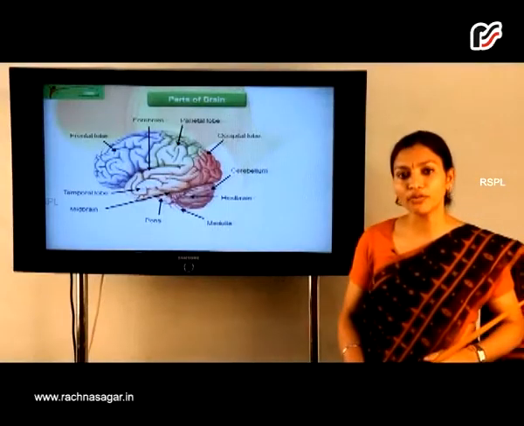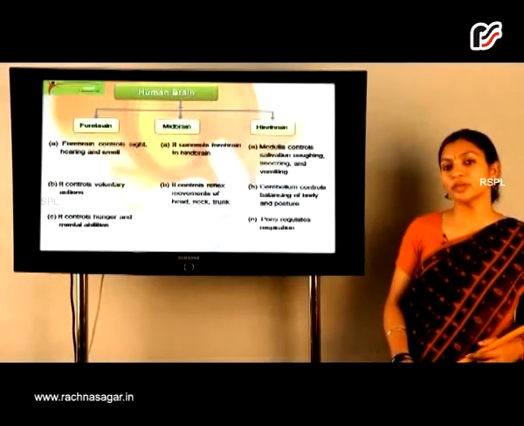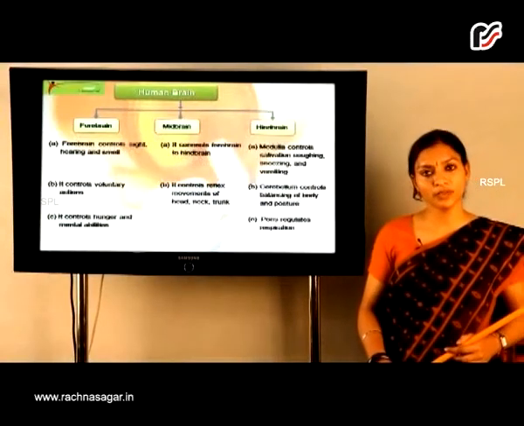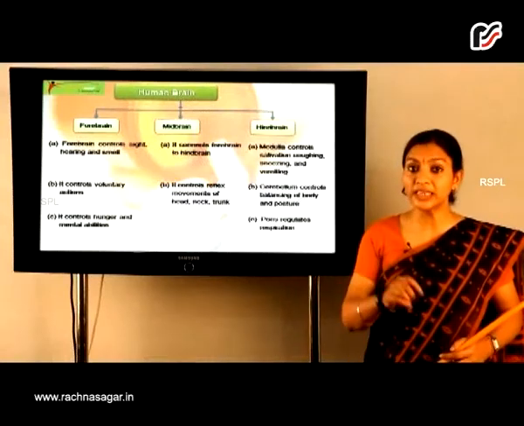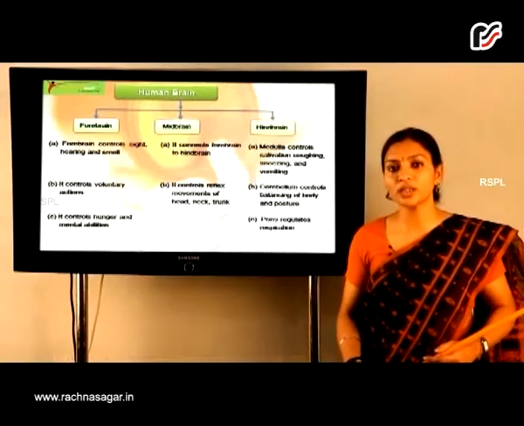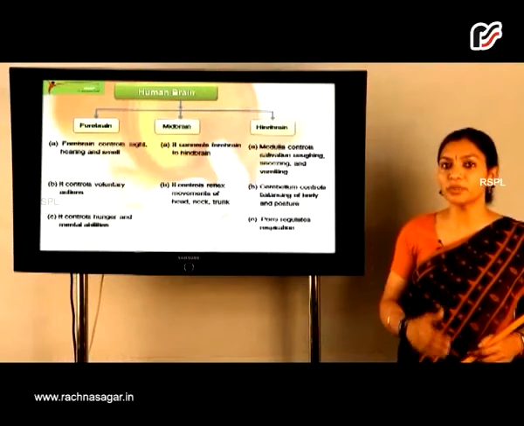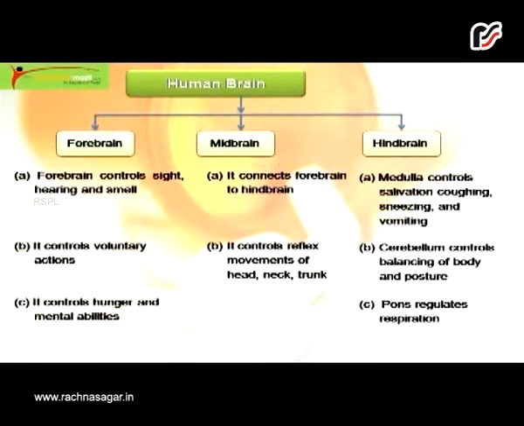So these are parts of the human brain. As I have told you, the human brain is divisible into various parts, and each part controls specific functions. Let's have a look at what are these functions performed by various parts of the human brain. As said earlier, the human brain is divisible into fore, mid and hind brain.